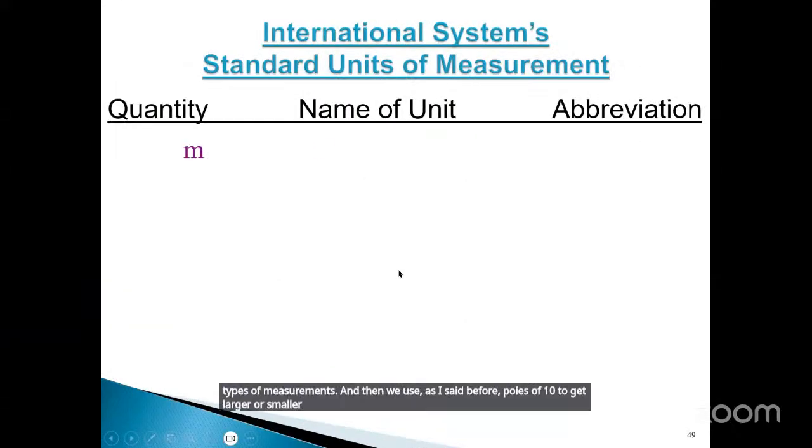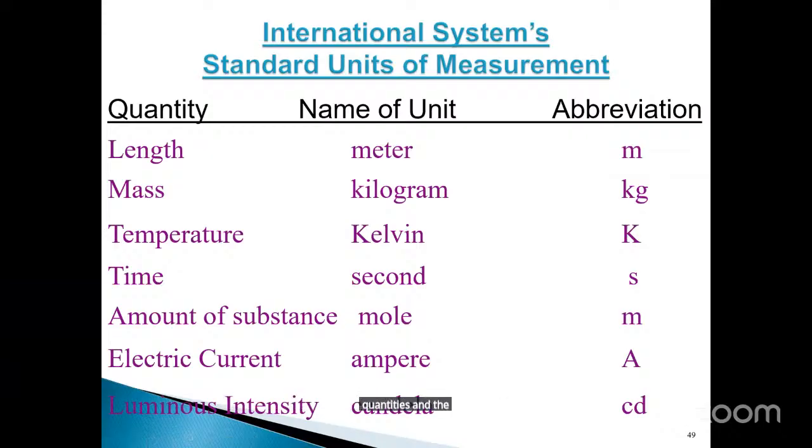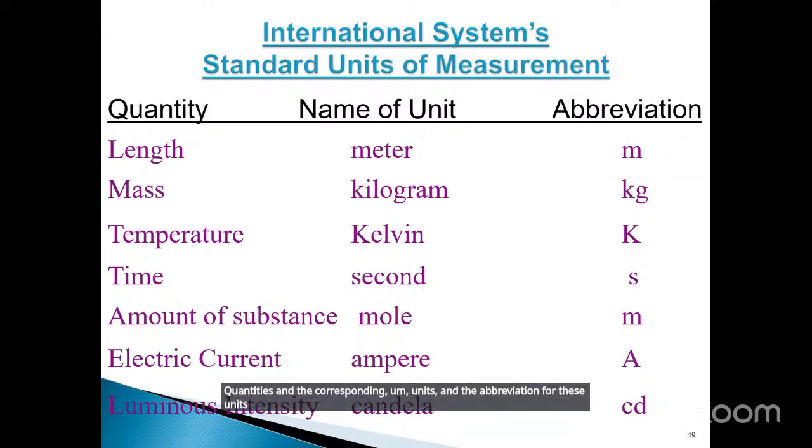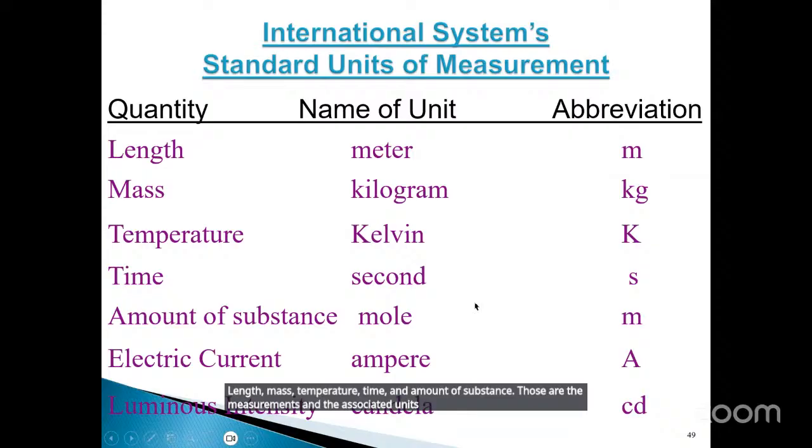So these are the different quantities and the corresponding units and the abbreviations for these units. And at this level, we will only be concerned with the first 5. We won't be concerned with electric current, and we won't be concerned with luminous intensity. So we'll be concerned with length, mass, temperature, time, and amount of substance. Those are the measurements and the associated units that we will be concerned with, all right?